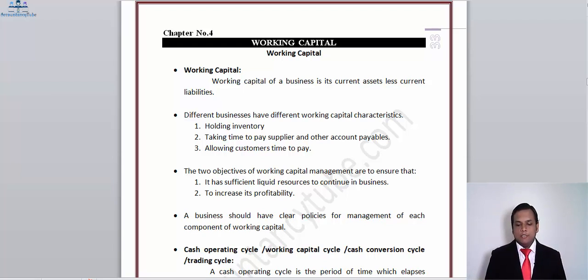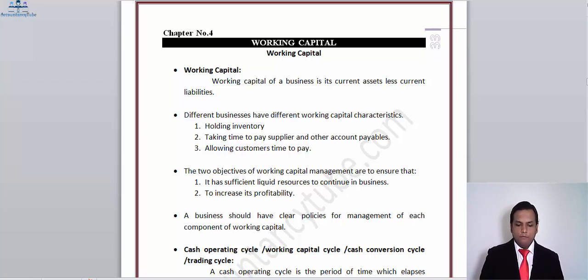Working capital of a business is current assets less current liabilities. Simply put, in a definition, working capital is made up of 4 components for beginners, that is inventory, receivables, payables, and cash. These are the 4 elements of working capital. We'll be looking at each of them in due turn.